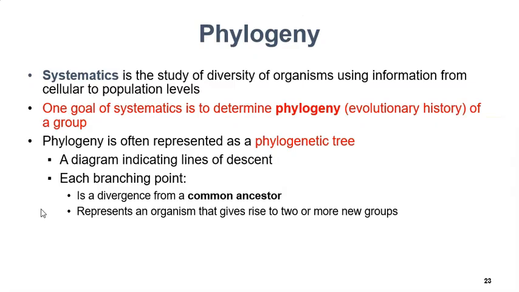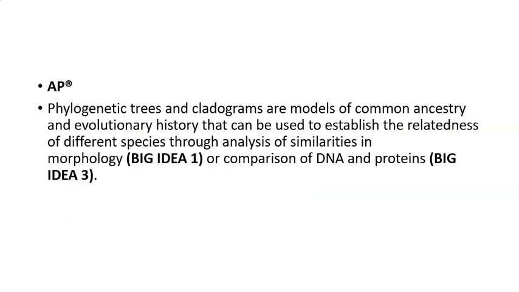And so systematics: one goal of systematics is to determine phylogeny, which is the evolutionary history of a group. Phylogeny is often represented as a phylogenetic tree. So a tree, the tree of life, is a diagram indicating lines of descent. And of course, we're going to talk a lot about the term common ancestor. Okay, so this is just kind of a big idea.